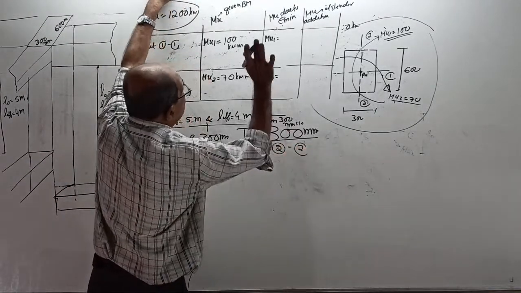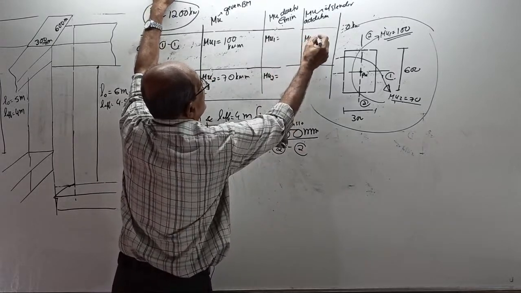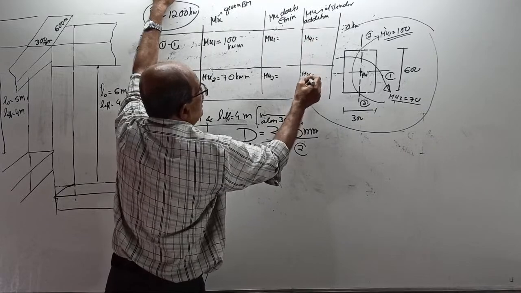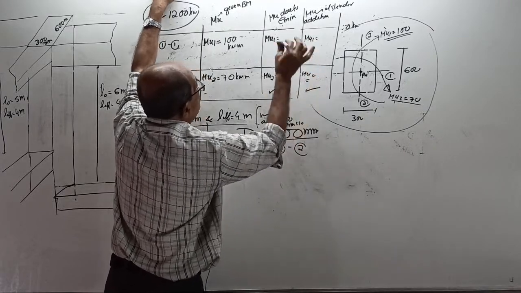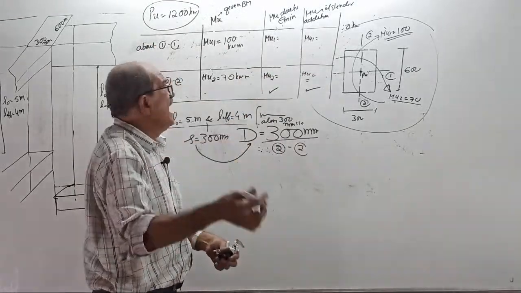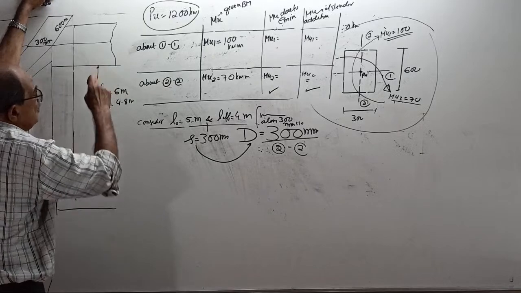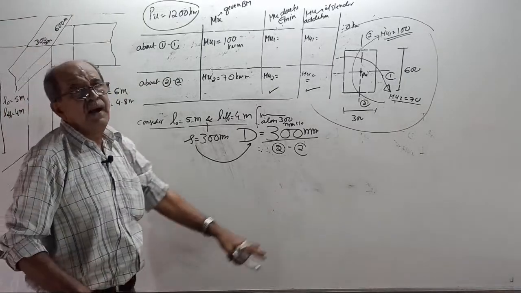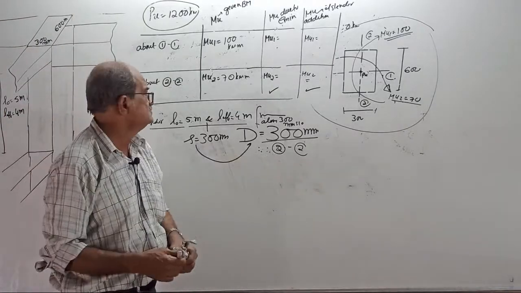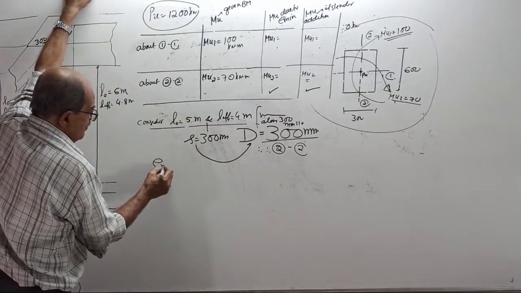Therefore, what am I going to write? I am going to write here now. MU1, MU2, I am filling up here. You have to fill up this one when you take L naught equal to 6 meter and L effective equal to 4.8 meter. After I finish this one, leave it. Now start. First, E minimum.